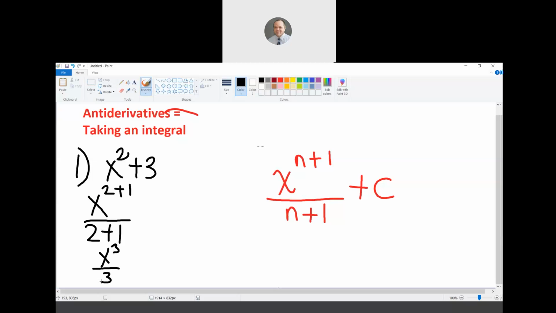Now, to find the antiderivative of a constant, you can rewrite the constant in terms of the given letter. So 3, we can rewrite that as 3x to the 0 power, because x to the 0 power we know is 1.